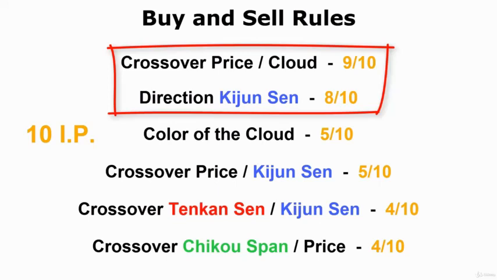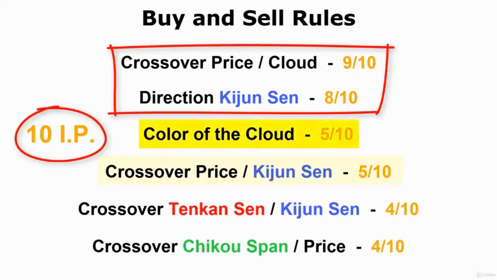We don't really want to wait for all the conditions to be satisfied, otherwise we could miss many good chances to trade. But we want to be in a good situation to open our position, so we need at least other 2 conditions for a total of 10 importance points. It may be that you have the color of the cloud and the order of price and Kijun-sen in your favor. In this case, you have additional 10 points and you can consider opening your position.